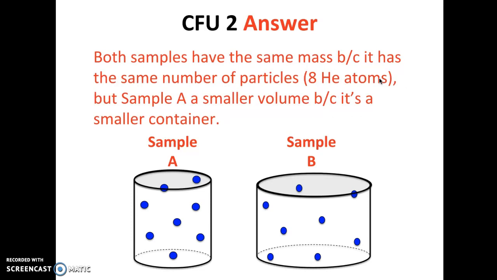Great, so both samples have the same amount of mass because you can just count up the number of particles and you see they have the same mass. And the reason why they have the same mass is because they're both samples of helium gas. If it was helium gas in sample A and neon gas in sample B, they would not have the same mass because they don't have the same molar mass, meaning one helium atom weighs less than one neon atom, so you couldn't compare them. But since both have the same type of substance in both sample A and sample B, you can compare them. So the masses are going to be the same because it's the same number of particles and they're the same type of particles. Lastly, sample A has a smaller volume because it's a smaller size container.